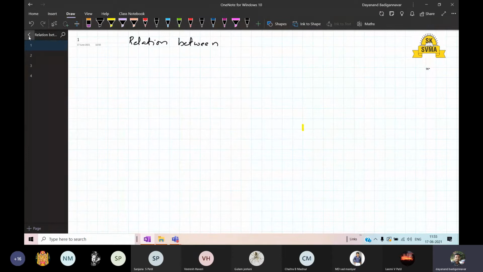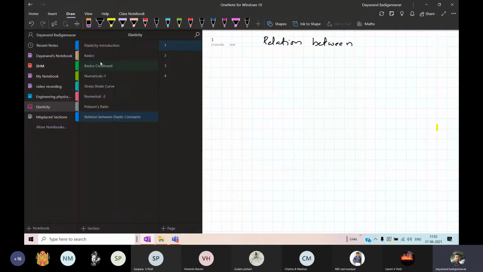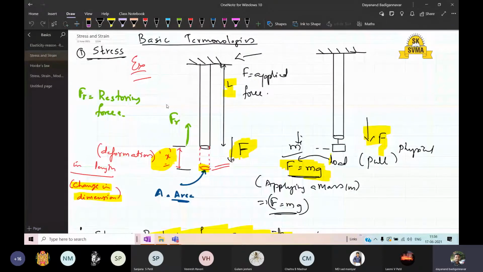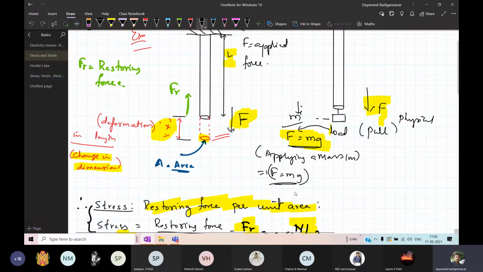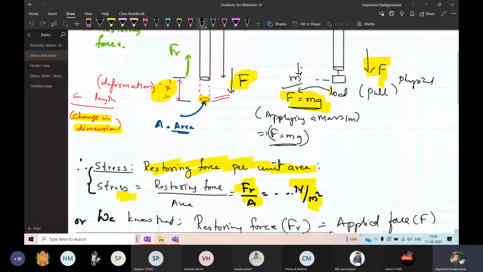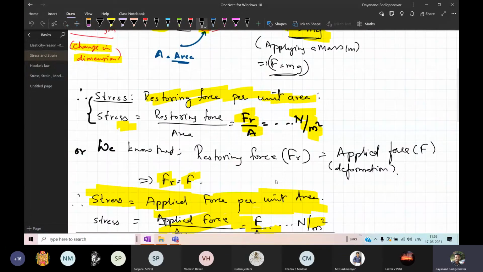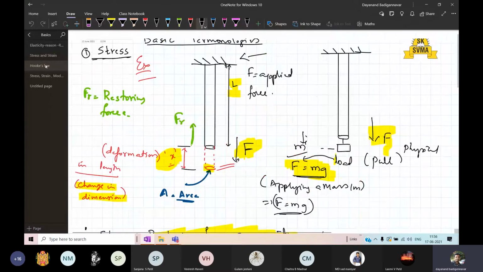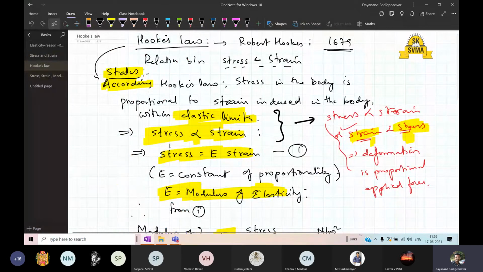Okay, so let us recapitulate whatever we require. Meanwhile, in the first class, we have understood the meaning of stress and strain. Okay, so what is stress? Stress is nothing but the force applied per unit area. What is strain? Strain is the ratio of change in dimension to the original dimension. Okay, then we have studied Hooke's law. Hooke's law: stress is directly proportional to strain within the elastic limit.